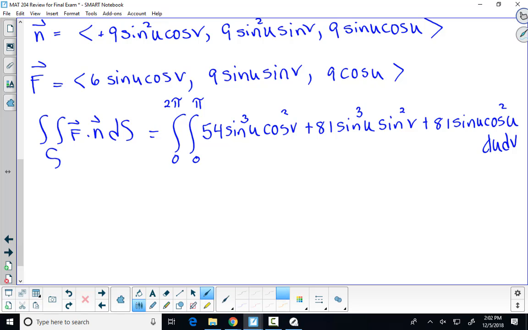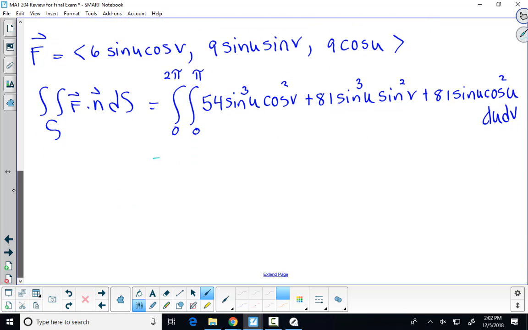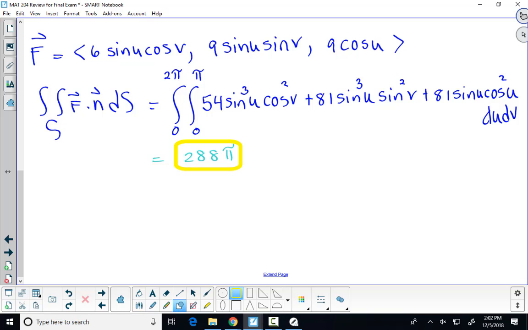Whatever you got for the volume. So what do we get, of the sphere? 288 pi? And then you just say, I got that, and you don't evaluate it, because that would be a heinous integral. You will not have to do that. You just assume.